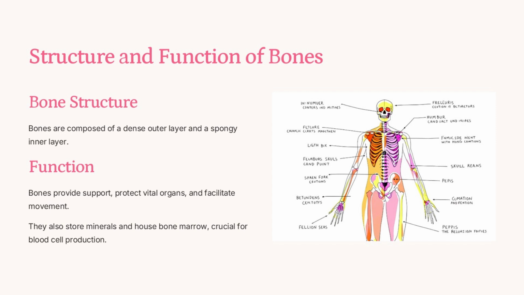Bones have a dense outer layer and a spongy inner layer, giving them strength and flexibility. Bones serve important functions. They provide structural support, protect vital organs, and enable movement. Bones also store important minerals and house bone marrow, which is crucial for producing blood cells. The detailed illustration on this slide shows the internal structure of a bone, which can help visualize these key points.